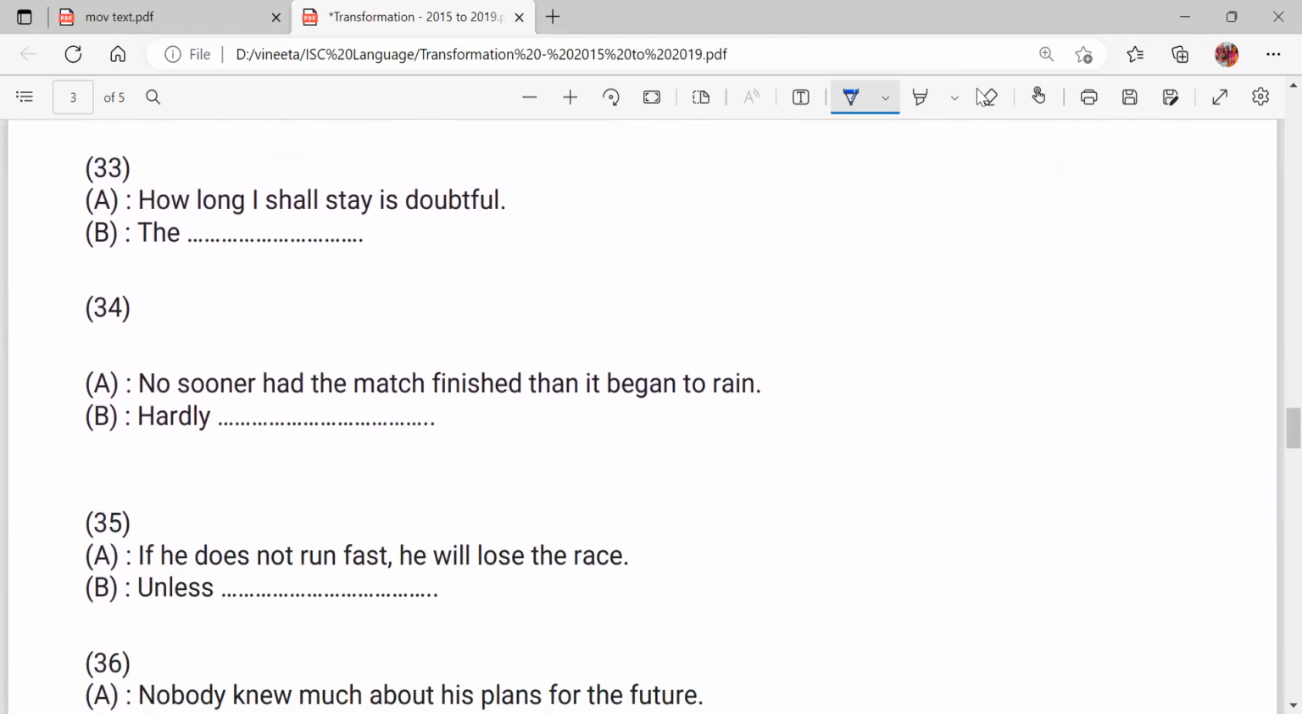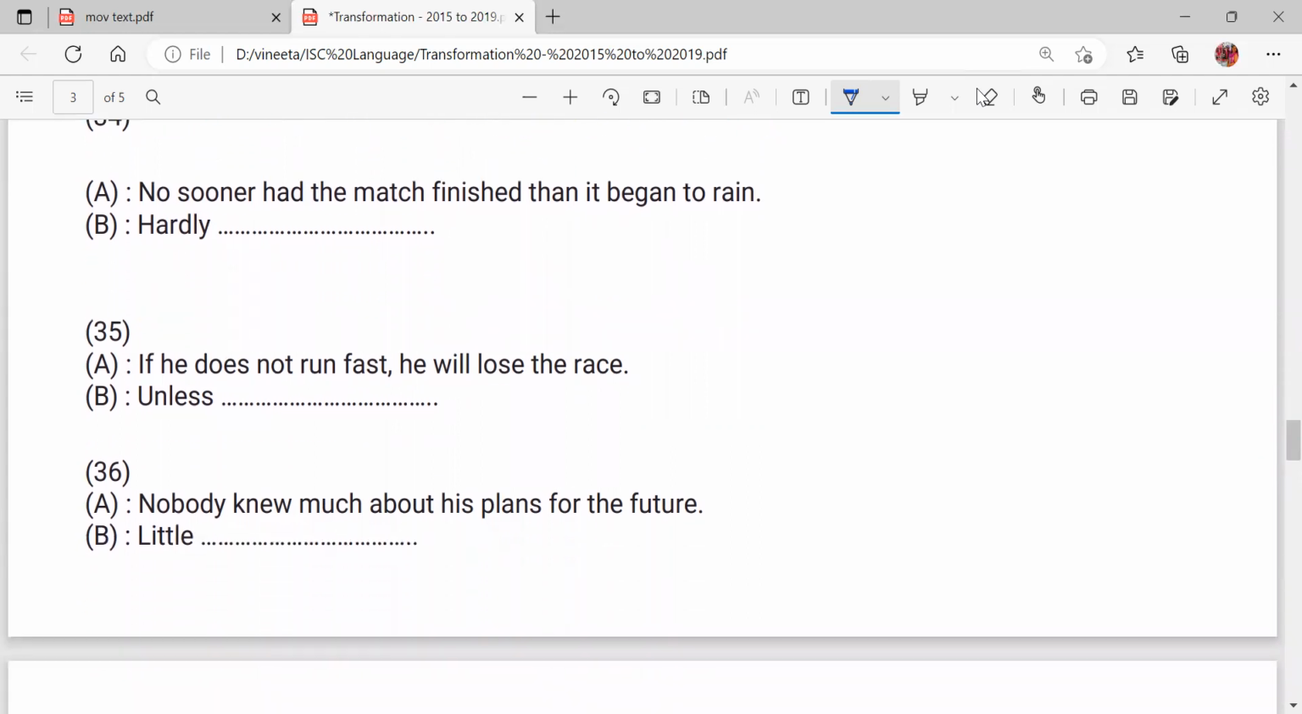Next, how long I shall stay is doubtful. The length of my stay is doubtful, or the duration of my stay is doubtful, right? But when it is given long, so length is more appropriate here.